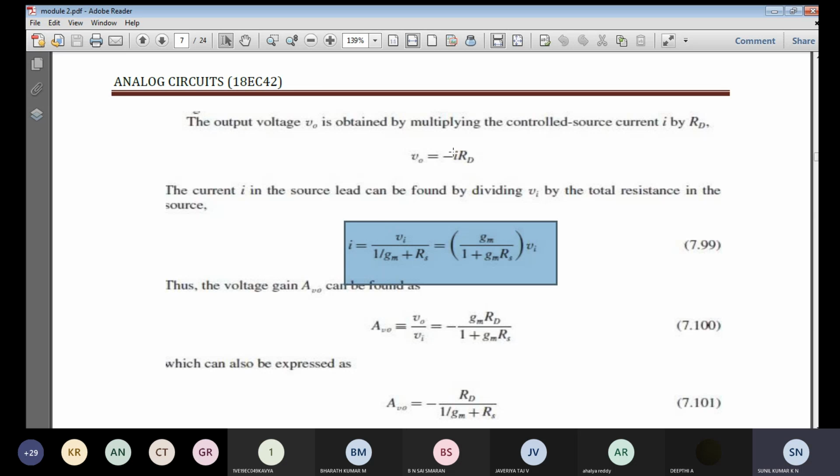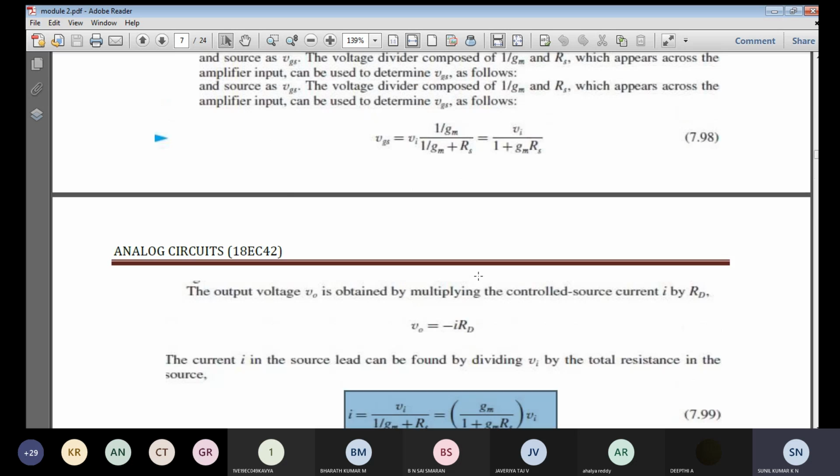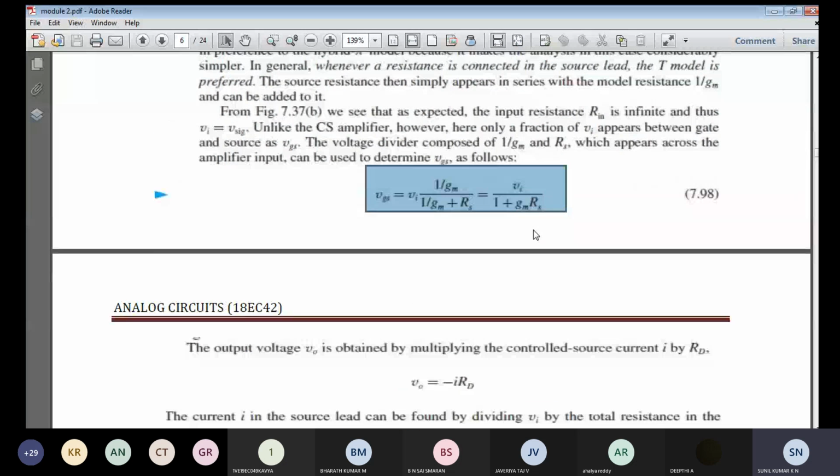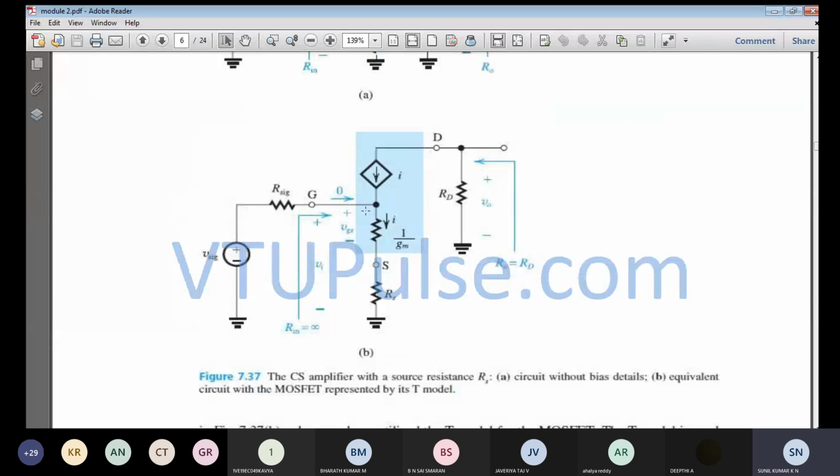So this is the current. We are going to obtain the relation between the current and the input voltage, that is the transconductance relation. So how should we start? I am going to start by finding out the VGS value. Once we have the VGS value, we find what current flows between the drain and source. So we need to find out this one.